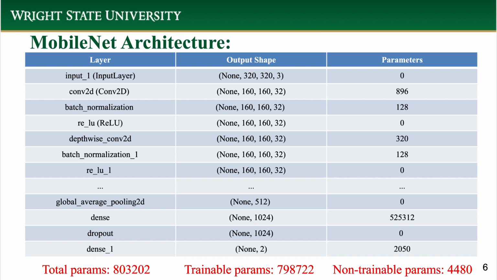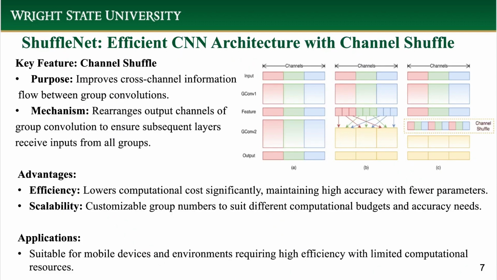8,03,202 are total parameters, in which 7,98,722 are trainable parameters and 4,480 are non-trainable parameters. Let's move to next slide.